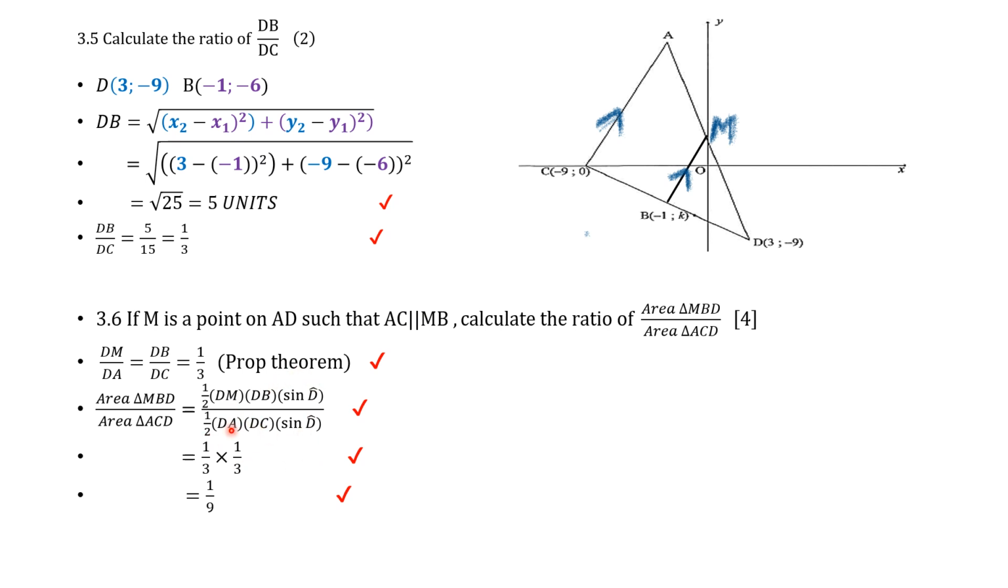TM over TA, there you can see, is 1 over 3. TB over TC is 1 over 3. So 1 over 3 times 1 over 3. 1 times 1 is 1. 3 times 3 is 9. So 1 mark there for noting that the two are both equal to 1 over 3. 1 mark for correct use of the area rule. I almost went half base times height, just to realize later on it's sine. And understanding that they both equal 1 over 3. And then 1 mark for 1 over 9. Right, so hope you follow, hope you understand. Let's look at the last problems.